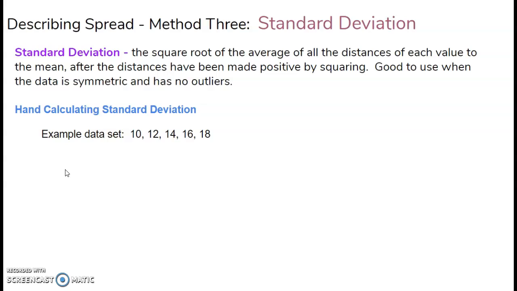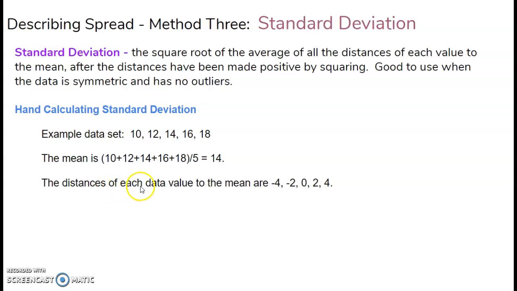So here's my data: 10, 12, 14, 16, 18. And I can tell just by looking at it, it's pretty uniform. Everybody's going up by 2. To find the mean, if you recall, you add them all up and divide by how many there are. So the mean in this case is 14.